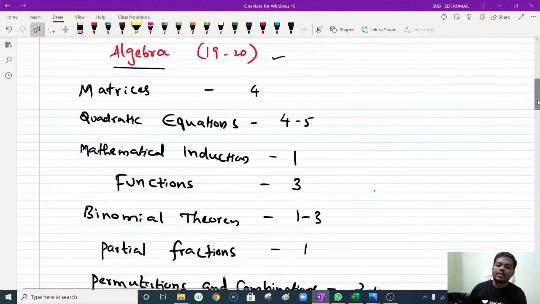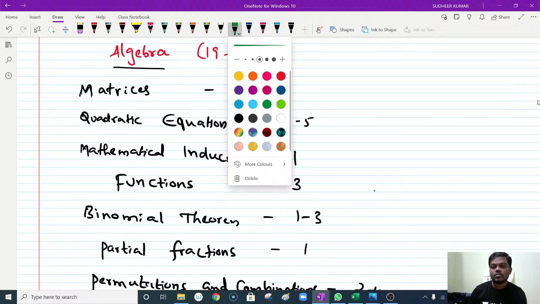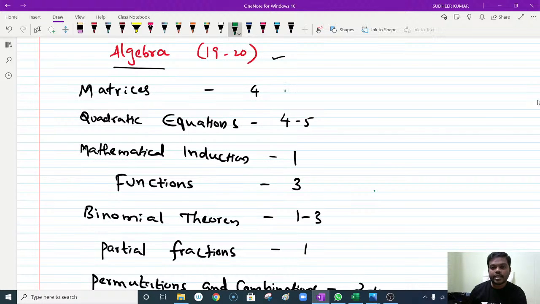Under algebra, the first one is matrices, 4 marks. And the next one is quadratic equations, 4 to 5 marks. Mathematical induction 1 mark. Functions 3 marks. Binomial theorem 1 to 3 marks. Partial fractions 1 mark.